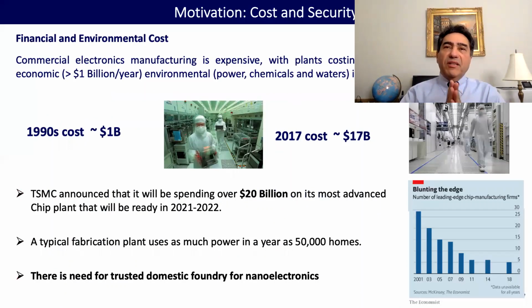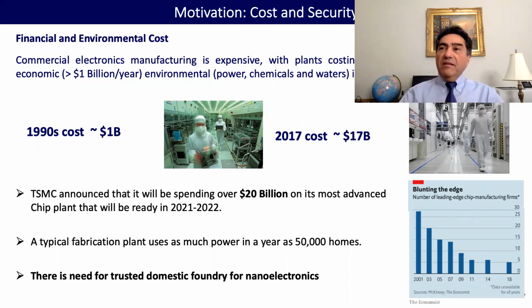I worked in the semiconductor industry back when a brand new fab would cost you 400 million, 500 million dollars. Now we're up to 20 billion. TSMC's new fab is going to be over 20 billion. So today's semiconductor fabrication plants are very expensive, up to 20 billion. They cost 1 billion to operate. They use a lot of power, a lot of chemicals and water. For example, a typical fabrication plant uses as much power in a year as 50,000 homes.